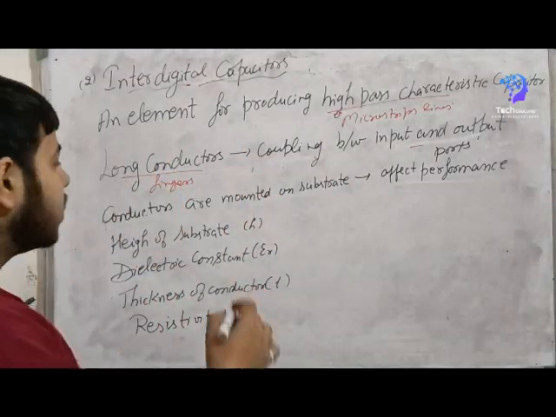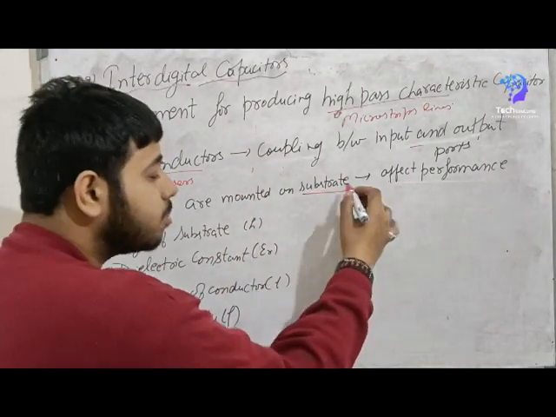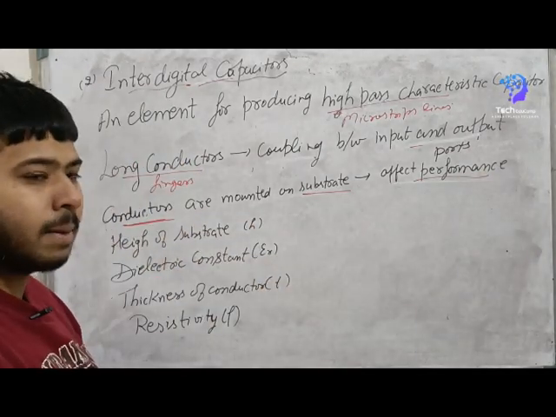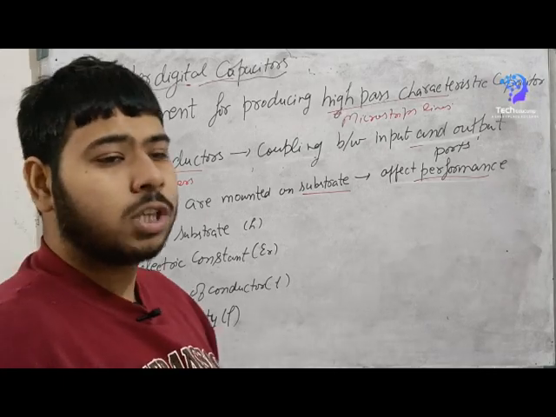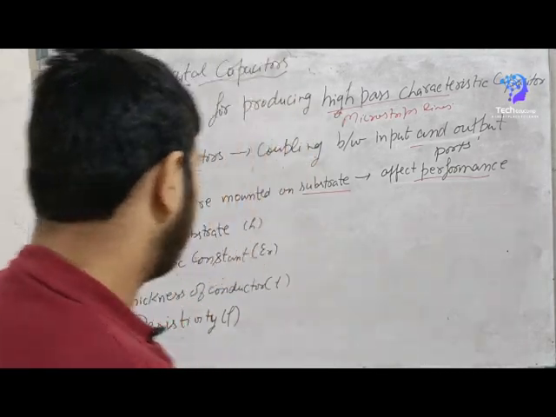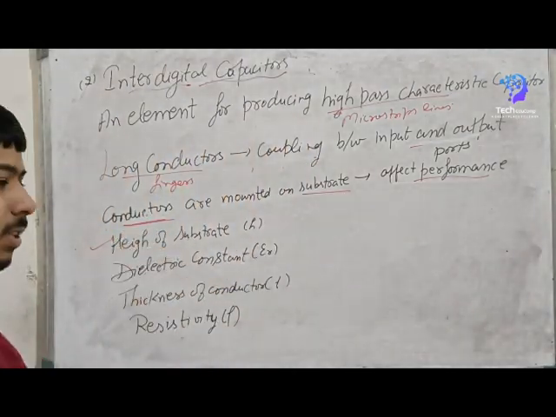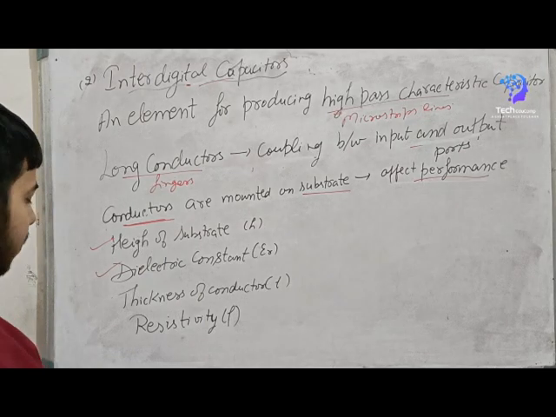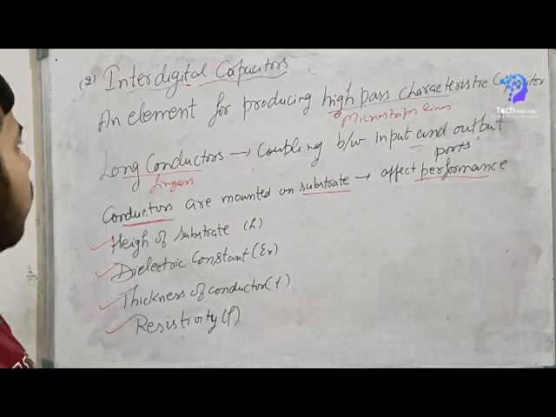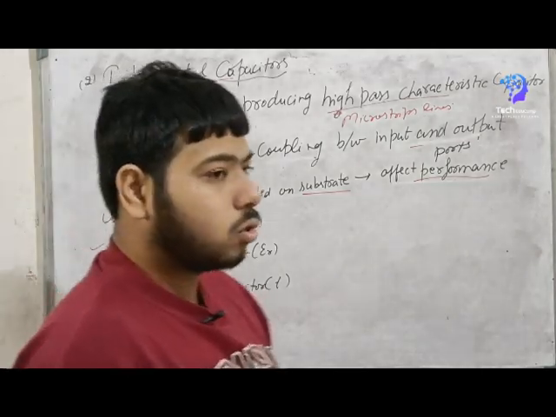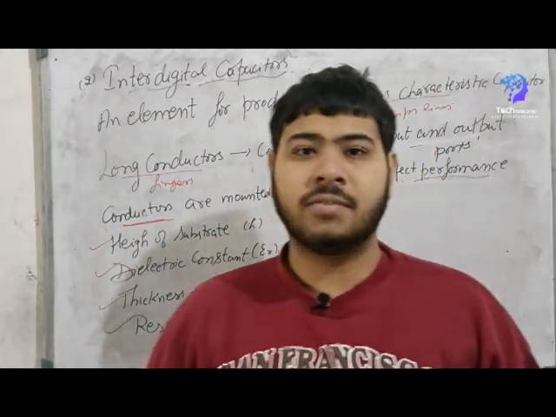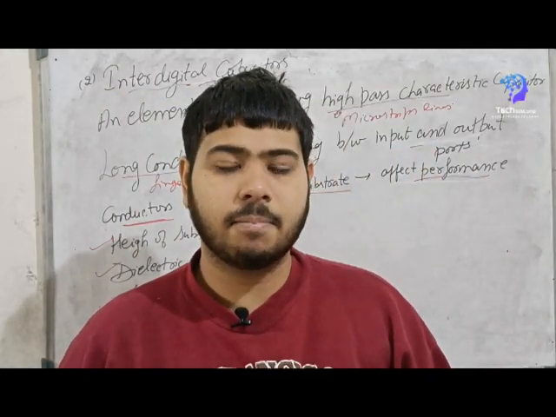Moreover, the length and the width of the fingers of these interdigital capacitors are also specified. Since the capacitors are mounted on a substrate, these conductors affect their performance, and there are also some other factors which affect their electrical characteristics. They are as follows: the height of the substrate, the dielectric constant, the thickness of the conductor, and the resistivity of the conductors. So this was the second type, interdigital capacitors, which are designed in thick film microcircuits.